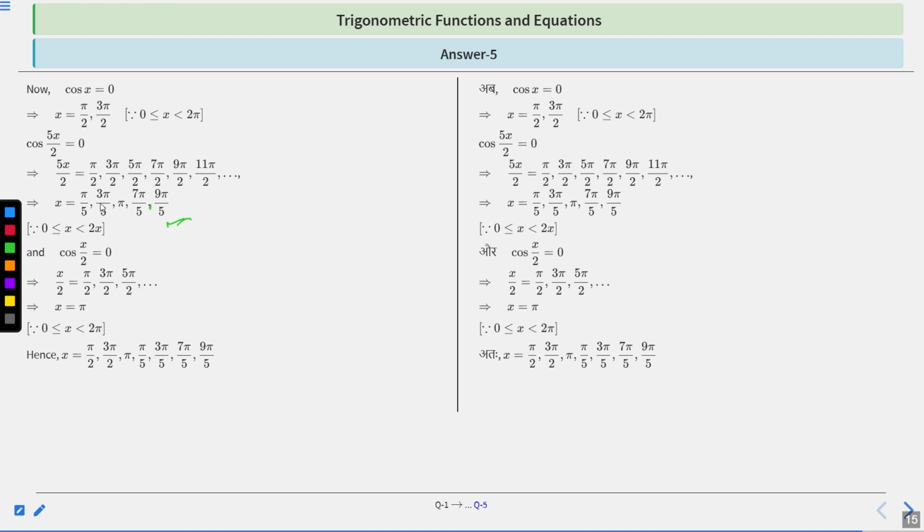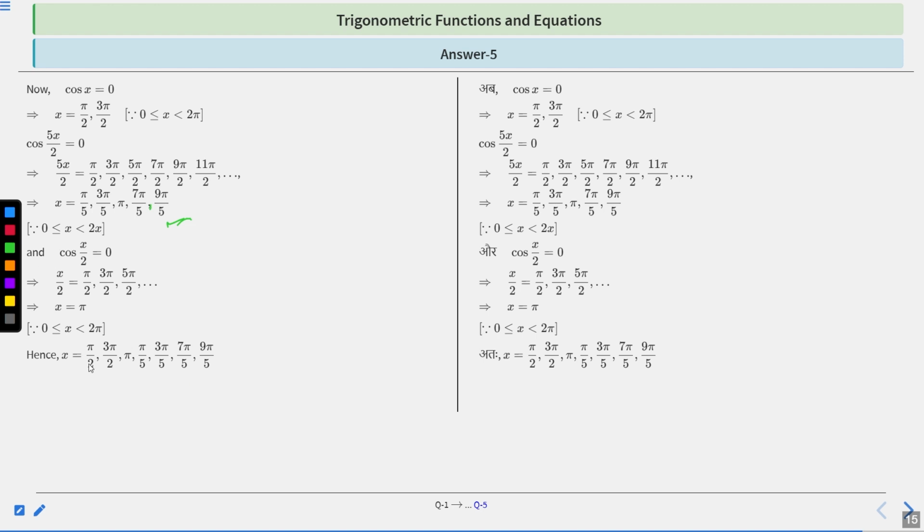Now, next case, when cos x by 2 is equal to 0. Therefore, x by 2 will be an odd multiple of pi by 2, which is pi by 2, 3 pi by 2, 5 pi by 2. And x is equal to pi, 3 pi, 5 pi. And since we have to take the interval of x between 0 to 2 pi, therefore x is equal to pi. Now, if we merge all the solutions, we will have the total solutions as x equal to pi by 2, 3 pi by 2, pi, pi by 5, 3 pi by 5, 7 pi by 5, and 9 pi by 5, right? Clear? So these are the solutions of the above equation.